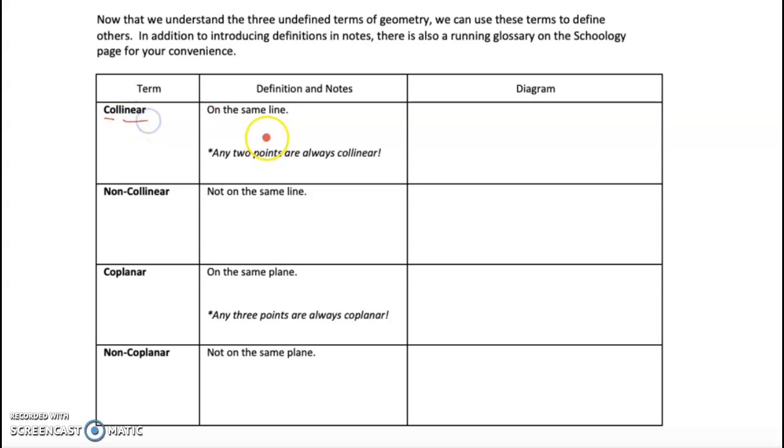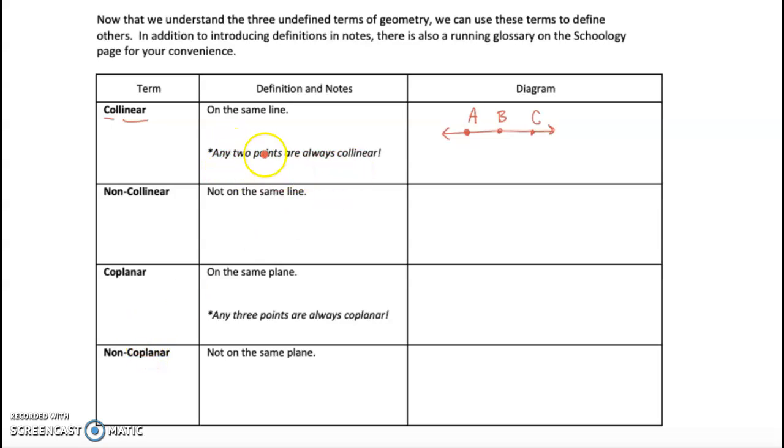So collinear: co, same; linear, line. It simply means on the same line. You probably know this prefix co, like a co-ed dorm has boys and girls. Co-workers, people that work at the same place. So co means same, linear means line, so collinear, on the same line. So I could draw a diagram, and I know if I put some points on this line, because they're all on the same line, points A, B, and C would be collinear.